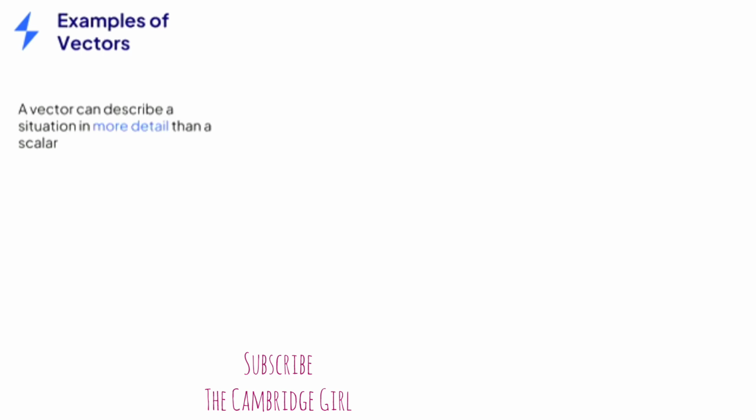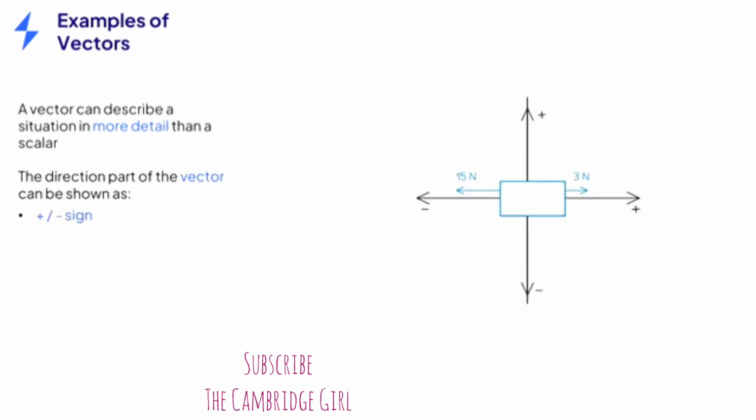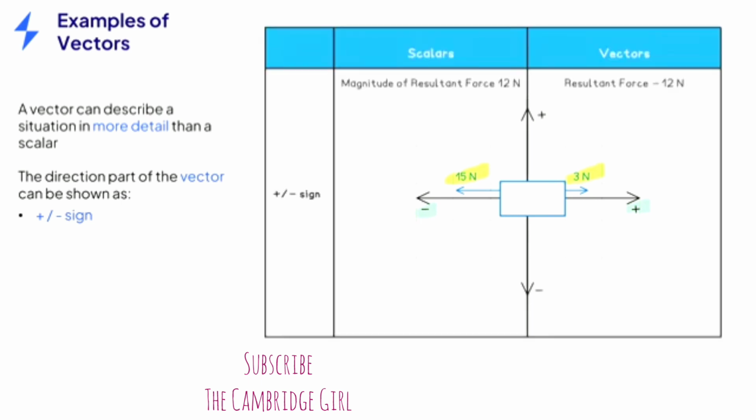A vector describes a situation in more detail. The direction part of the vector can be shown in many ways. In this example, the vector is shown with a plus or minus sign. The diagram shows a box being pulled by two forces, 15 newtons in the negative direction and 3 newtons in the positive direction. The magnitude of the resultant force is 12 newtons. This comes from ignoring the axis given to get 15 minus 3 is equal to 12, or 3 minus 15 is equal to minus 12 newtons, where the magnitude is still 12 newtons.